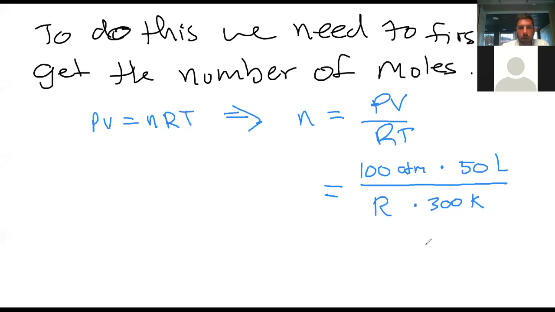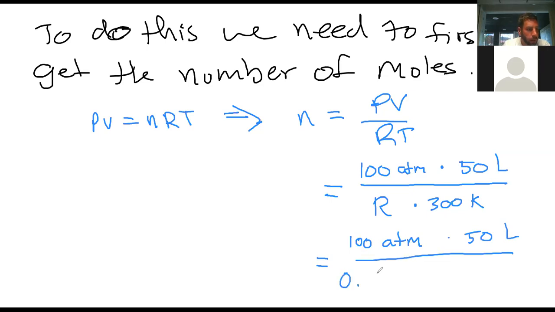I'm going to be careful with how I write this down, just so we don't make any mistakes. So this is 100 atmospheres times 50 liters, divided by 0.08, what is it, 2. We'll round to 2. And if you think about the units, it's liters times atmospheres divided by moles times Kelvin. And then this is all times, what was it, 300? Yeah.